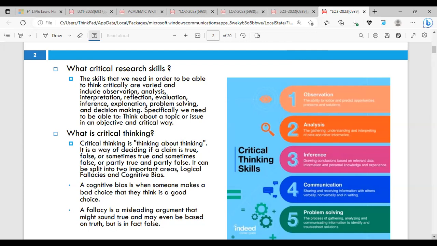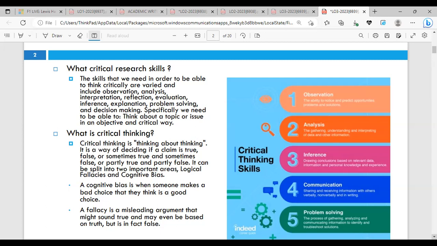So that's one way you can think about critical thinking. It's a way to decide if a claim is true, false, partly true or partly false. It can be split into two important areas logically. One is cognitive bias, and cognitive bias is when someone makes a bad choice that they think is a good choice. The other is the misleading argument that might sound true, maybe based on the truth, but is in fact false.